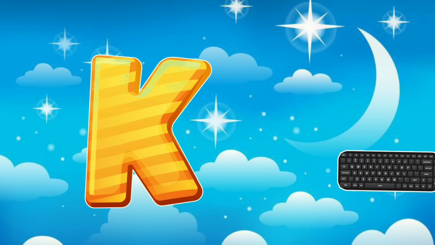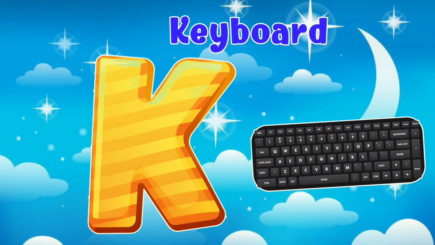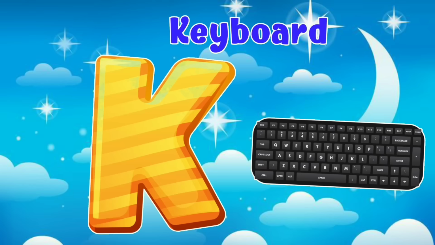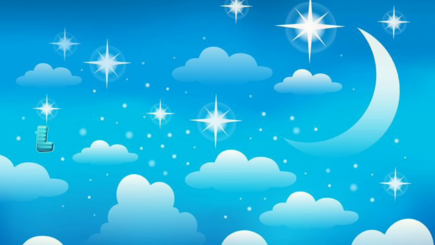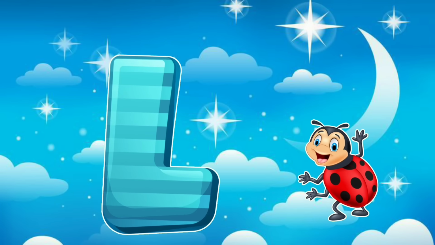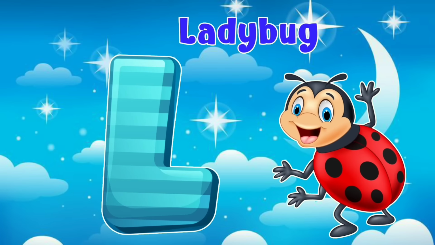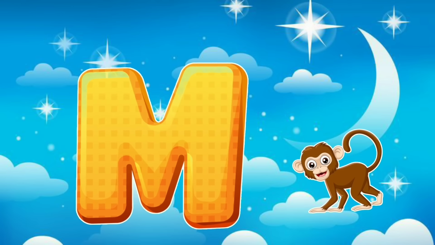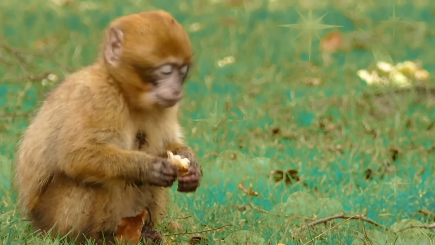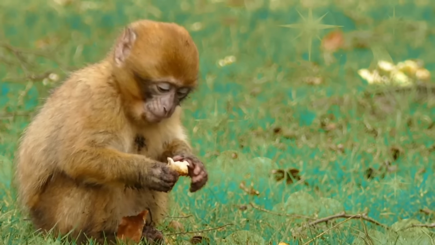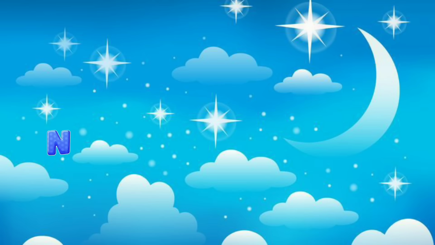K is for keyboard, k, k, keyboard. L is for ladybug, l, l, ladybug. M is for monkey, m, m, monkey. N is for needle.